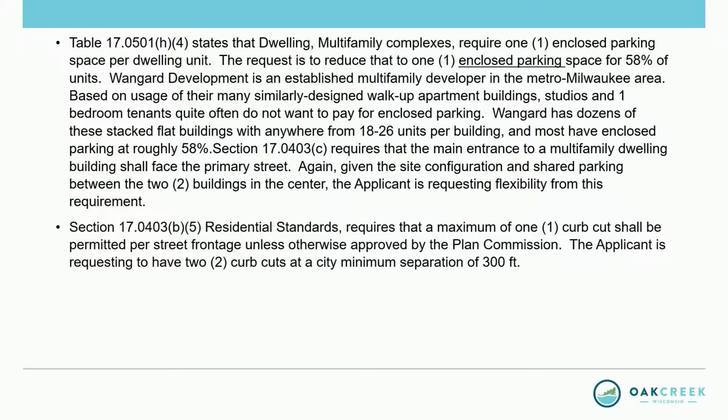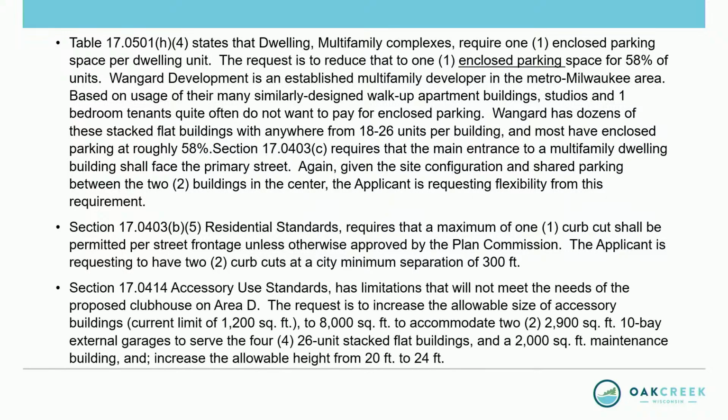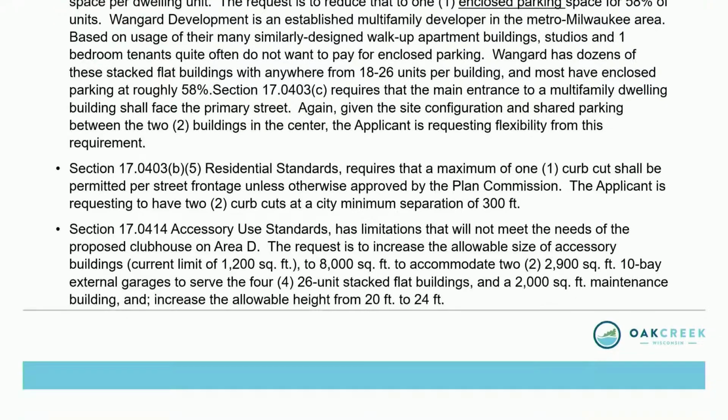Our code states that a maximum of 1 curb cut shall be permitted per street frontage. They are requesting 2. Again, because of the limitations of the layout of the land, they will have those 2 curb cuts at a minimum separation of 300 feet per code. And then they're also asking for additional area for accessory structures because they have the detached garages, and they will also have a maintenance building. So asking that the limitation on accessory structure area be increased from 1,200 square feet to 8,000 square feet.